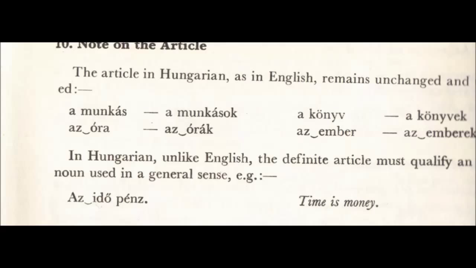The definite article, like the in English, the corresponding letter in Hungarian would be a. In Hungarian, the definite article is a munkás. But if you have a vowel, you have to add a z to the a. Easier to pronounce, say, az óra, which means the clock or the hour, I presume. A könyv, the book. Then you have ember, which means a person, a man, people. Az ember, you add the z because e is a vowel. Az idő pénz, time is money.